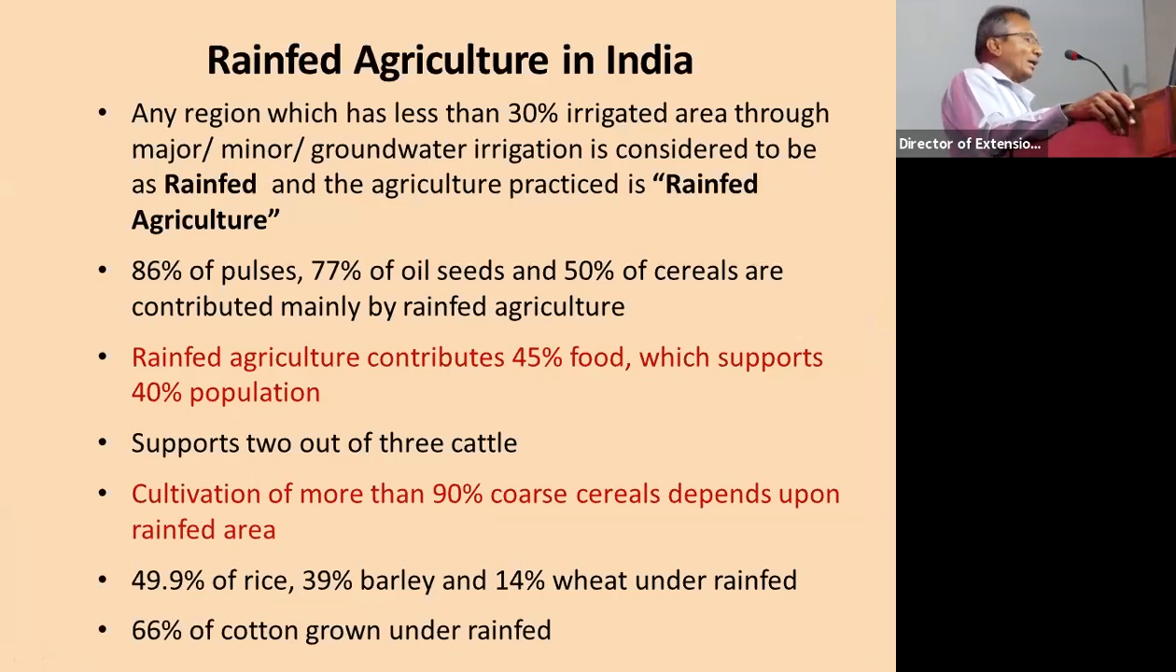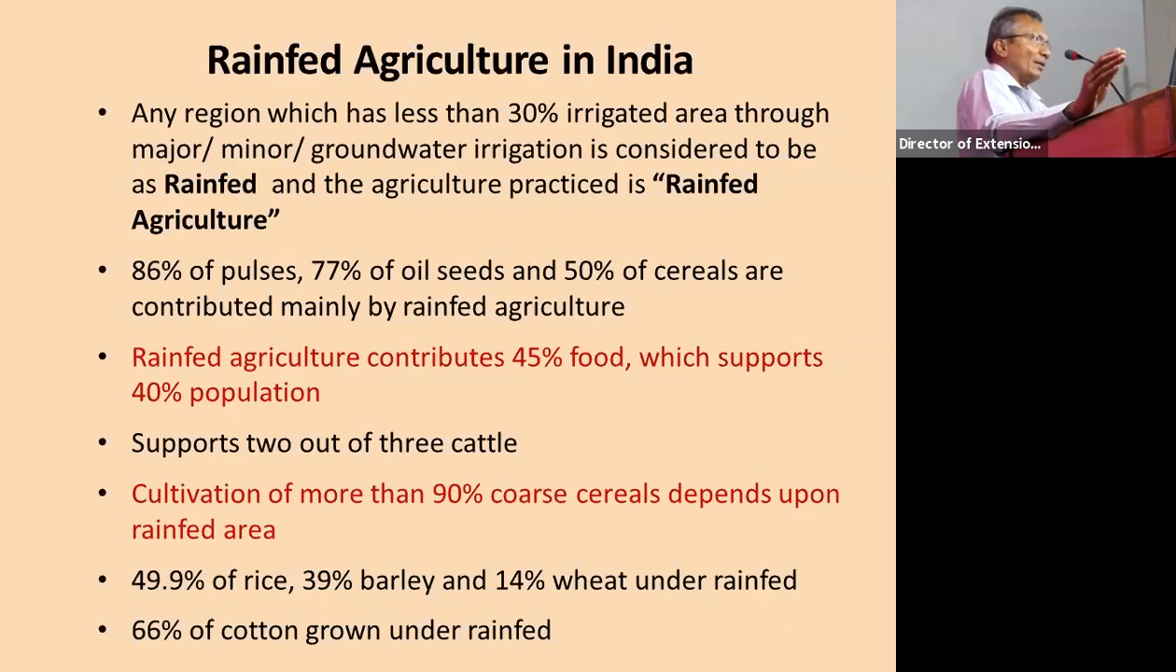So with respect to rainfall agriculture or dry farming in India, any region which has less than 30% irrigated area is called rainfed agriculture. If total cultivated area is 100%, and irrigated area is 30% and the remaining 70% of areas depend on the rain, it is considered as rainfed agriculture. So 86% of the pulses, 77% of the oil seeds and 50% of the cereals are contributed mainly by rainfed agriculture. More than 46% of the area in India is under rainfed agriculture.